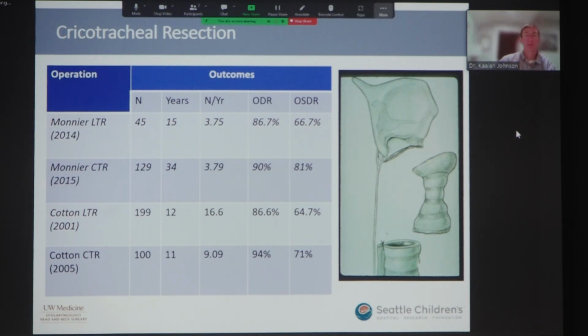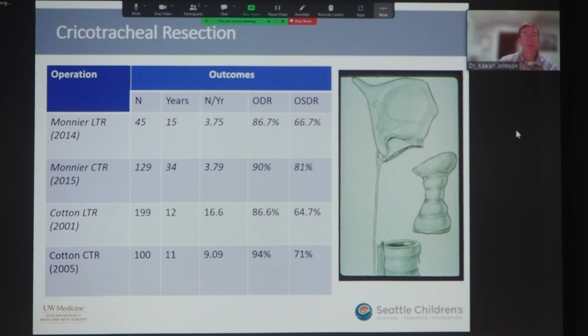So I looked at a couple studies on outcomes for this, trying to decide which one was better, and compared Monier's reviews of his large LTR series from 2014 and 2015 with CTR to Cotton's series, which were a little earlier, but of LTR and CTR. And I found it fascinating that they're both doing large volumes, but Monier's group was doing about an equal number of CTRs and LTRs each year, where Cotton's group was doing almost twice as many LTRs as CTRs.